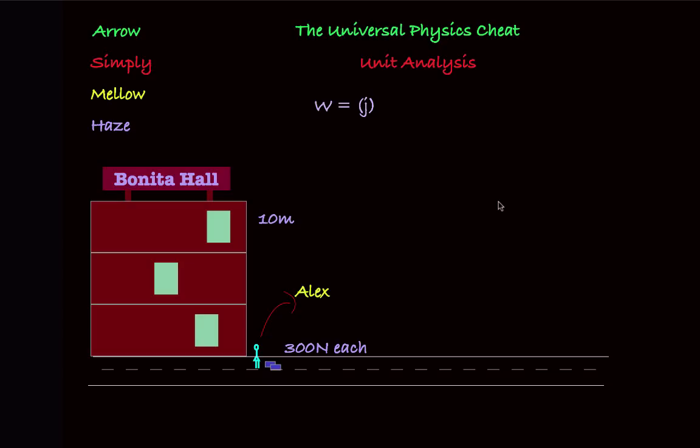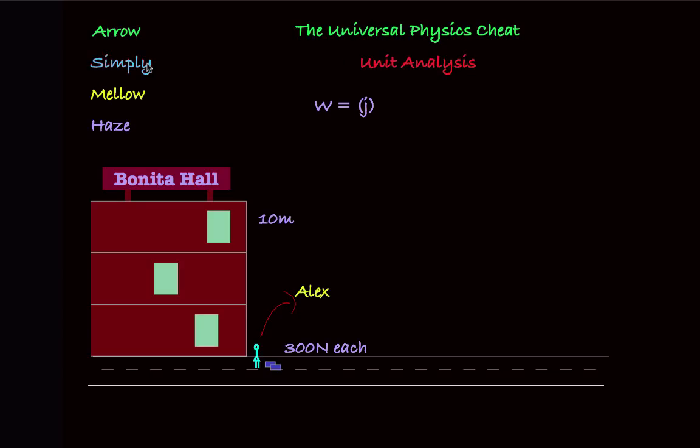But I'm on this test and I've forgotten the formula for work. So at this point, without knowing the formula for work, I'm pretty stuck. So the first thing I do is I go back to my universal physics cheat and I see what unit analysis can do for me in this situation. So what I'm going to do is look at the units in this problem and try and understand those a little bit better.